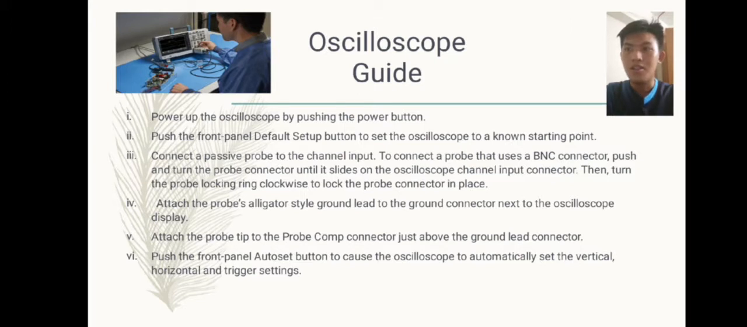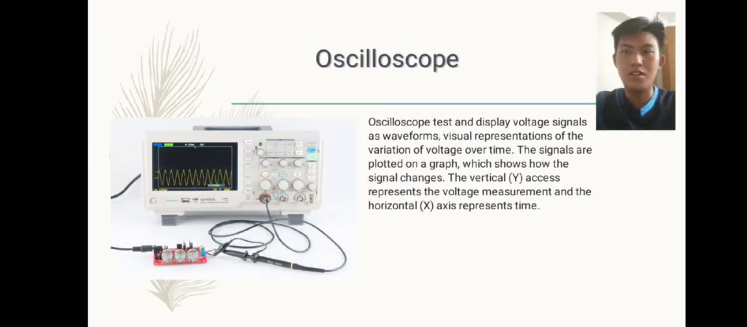After that, attach the probe's alligator style ground lead to the ground connector next to the oscilloscope display. Next, attach the probe tip to the probe pump connector just above the ground lead connector. Finally, push the front panel auto set button to cause the oscilloscope to automatically set the vertical, horizontal, and trigger setting.